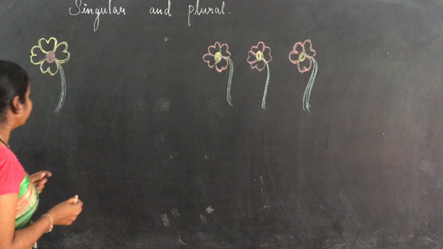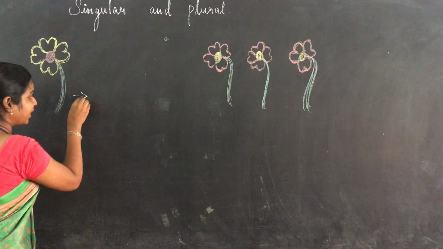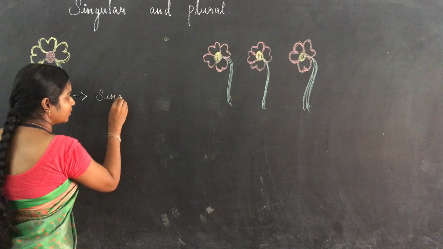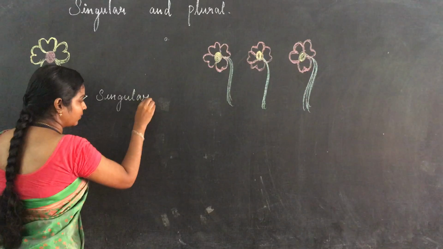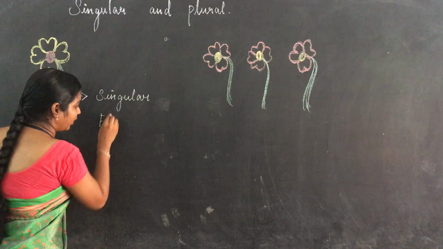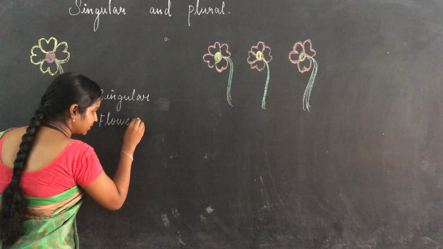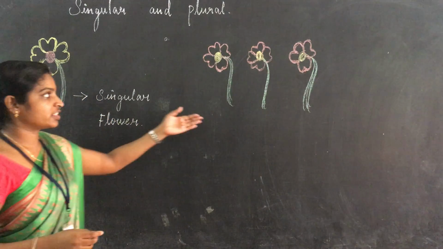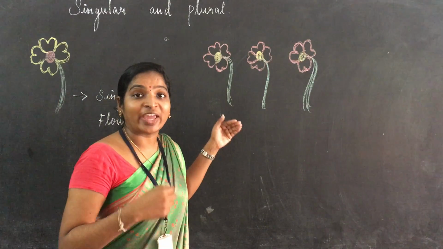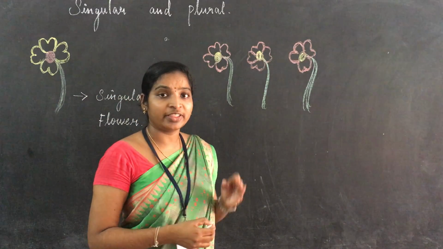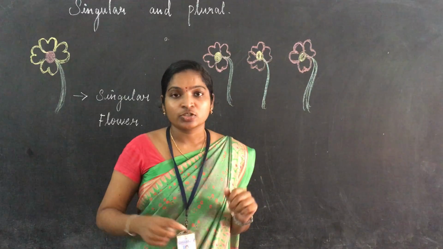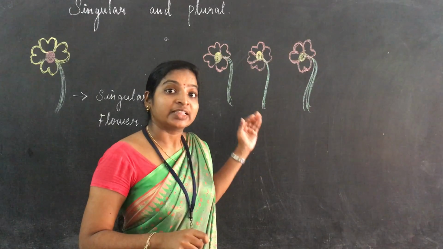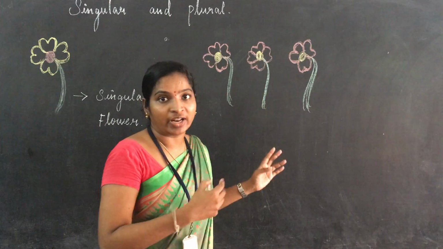Okay. So here, we can see only one flower. So it is singular. Am I right? It is singular. That is flower. Only one flower we can see. So we have to write it as flower. Here, how many flowers can you see? There are 3 flowers. Am I right? Here we can see only one flower. Here we can see 3 flowers. Okay, that is plural.